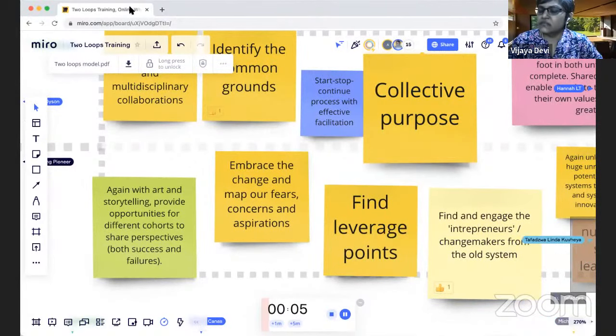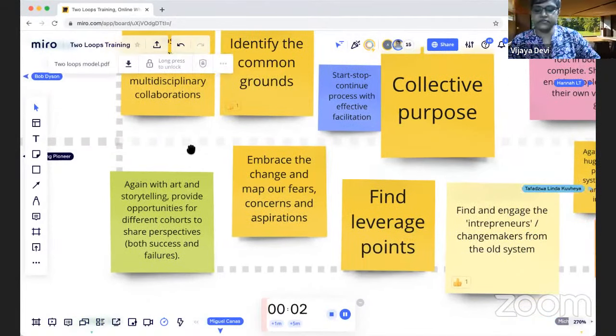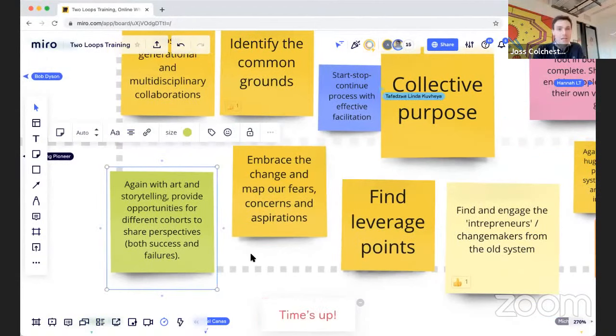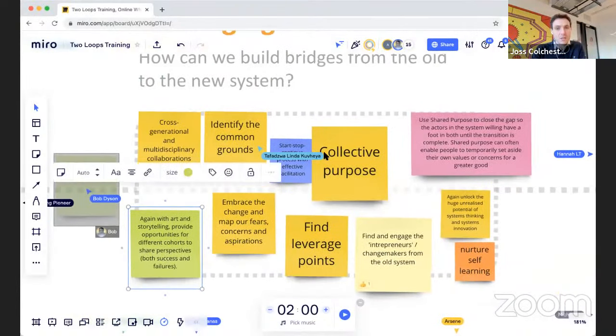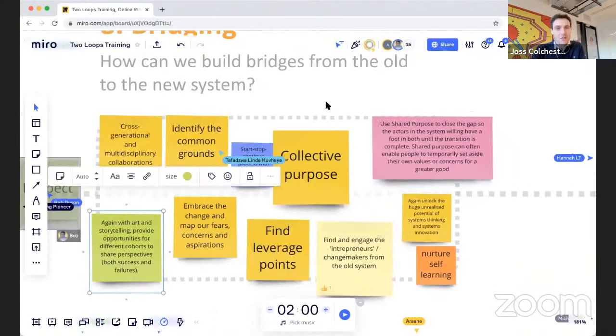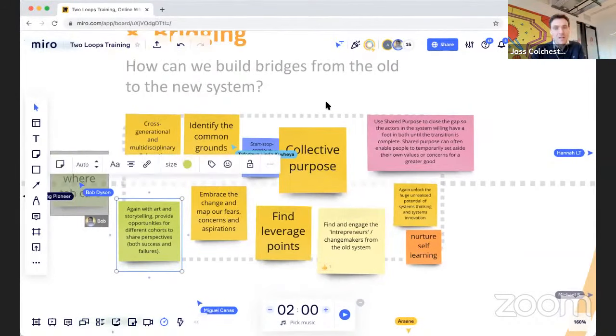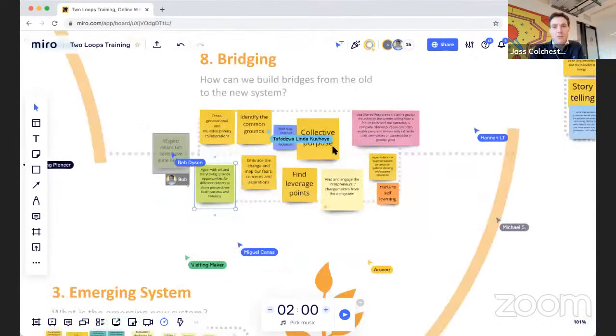Okay, Joss, any final words on this one? So again, with art and storytelling, provide opportunities for different cohorts to share perspectives, both successes and failures. So you're creating different kinds of spaces, different kinds of communication channels that connect across, and these also involve roles that people play. You can see it up here.